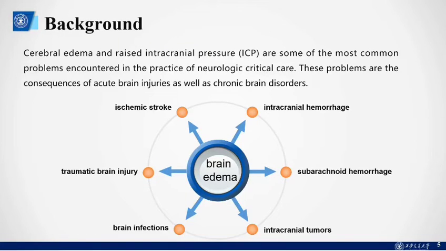Brain edema and raised intracranial pressure (ICP) are some of the most common problems encountered in critical care. These problems are the consequences of acute brain injuries, as well as chronic brain disorders, including ischemic stroke, intracranial hemorrhage, traumatic brain injury, subarachnoid hemorrhage, brain infections, and intracranial tumors. It is recognized as one of the major causes of mortality.